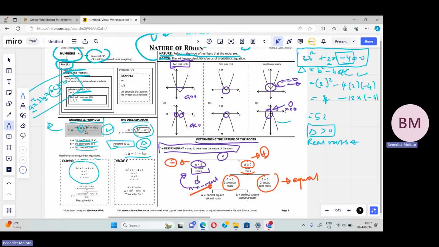When we're talking about two unequal roots, the roots are different. That's why it's greater than only. If delta is equal to zero, we're talking about two equal roots. Greater than and less than give unequal roots, because greater than means one may be greater than the other, and less than means one might be less than the other. So here, we're talking about unequal roots.